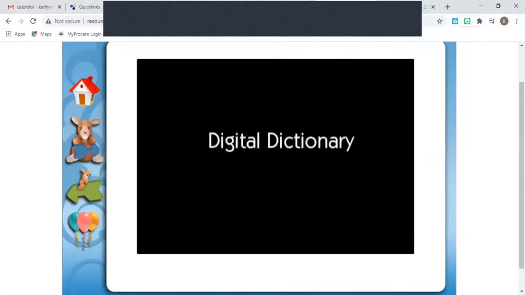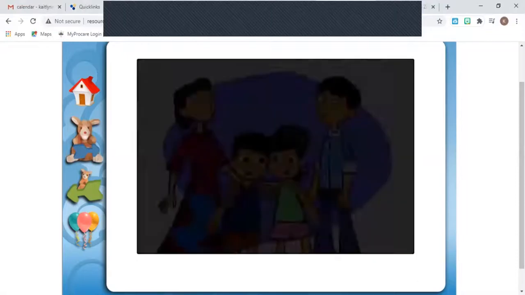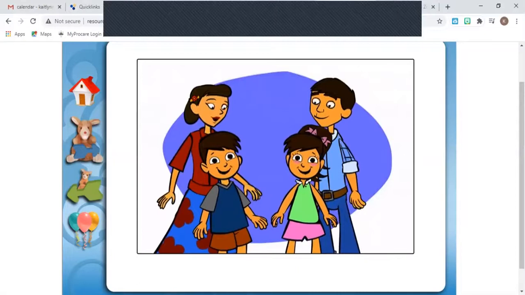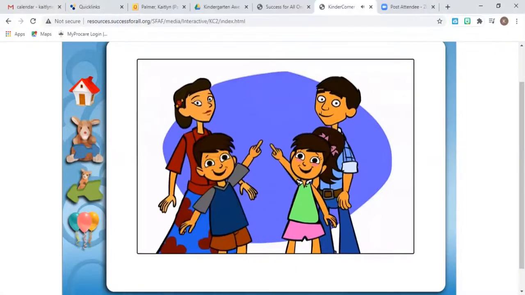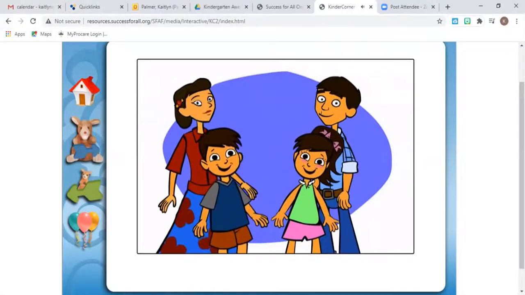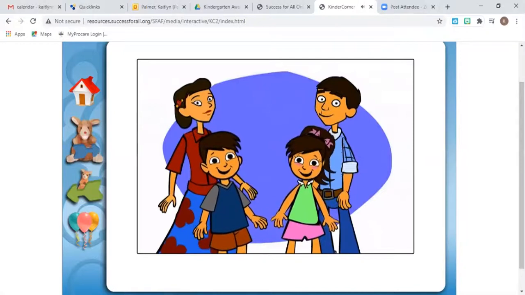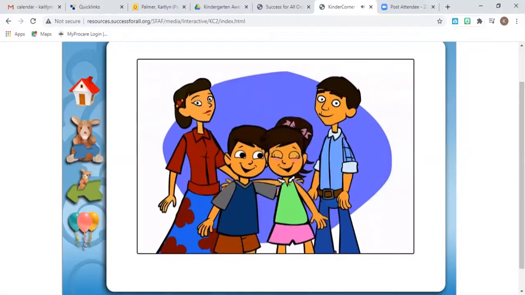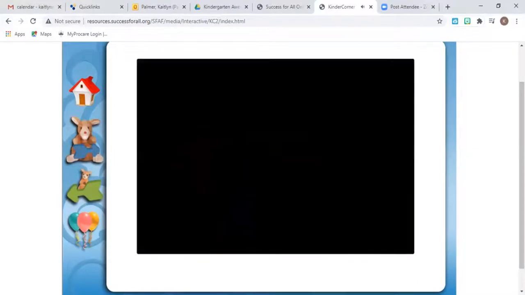Digital dictionary. Sibling. Siblings are people who have the same mother and father. Stephen is Lily's brother, and Lily is Stephen's sister. Lily and Stephen are siblings.